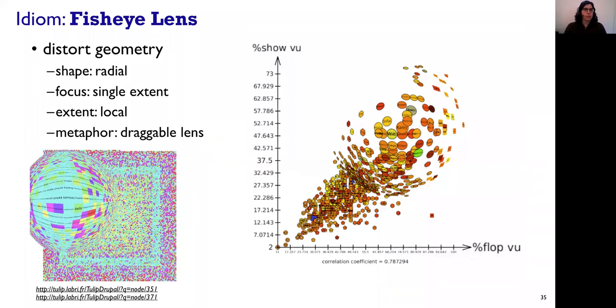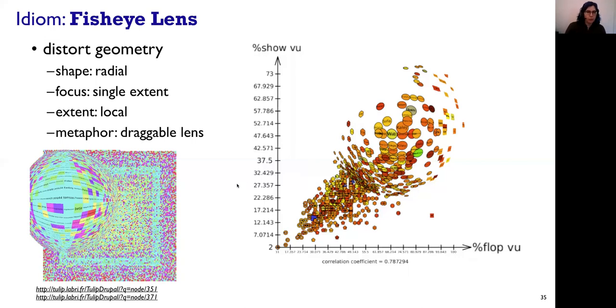Back to this idea of a fisheye lens, the idea here is people are deliberately choosing to distort things that are underneath the center of the lens by having those large, and then things get smaller and smaller as you fall off to the outside of the lens, sort of like a little draggable fisheye or magnifying glass. So let's think about what's going on here. Both of these examples are radial, so we've got a radial effect rather than a rectilinear one. We're seeing a single one as opposed to multiple. It's got a local extent rather than a global one.